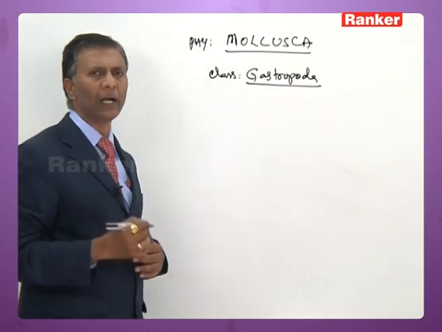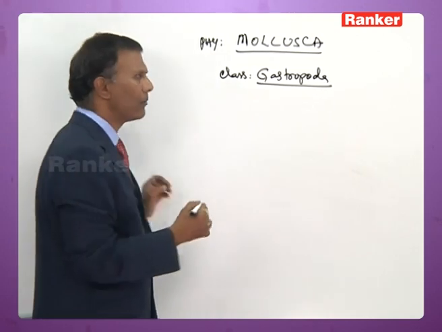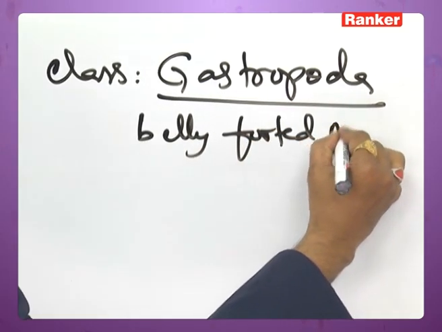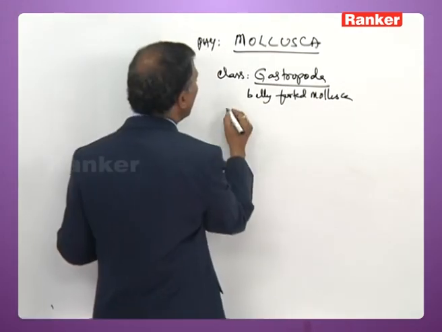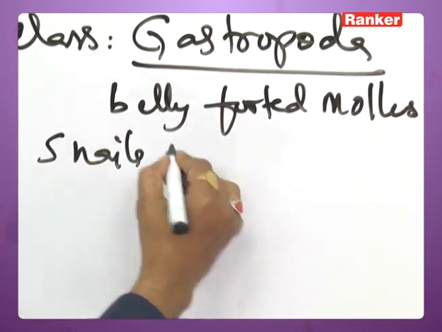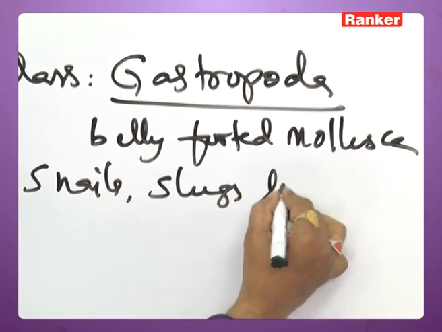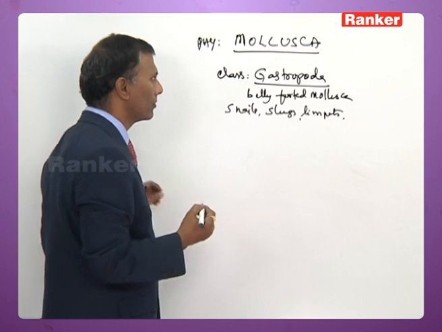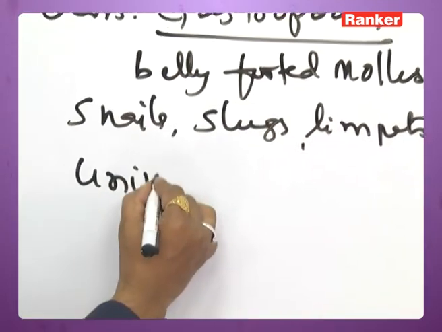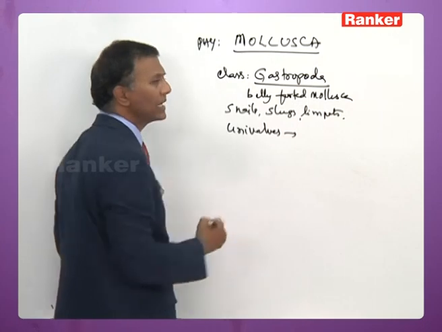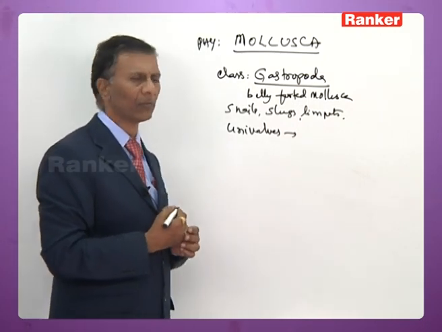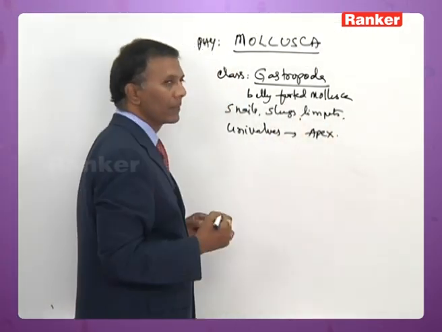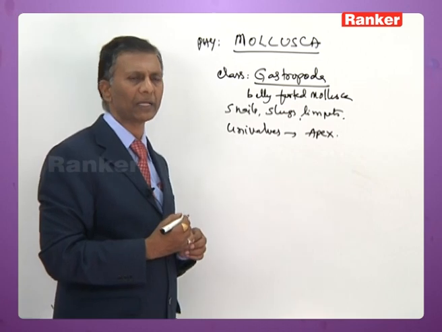Now Gastropoda is the largest class of phylum Mollusca. They are commonly called belly-footed molluscans. It includes snails, slugs and limpets. Gastropods are also called univalves because they have a single shell which is spirally twisted. The first formed part of the shell is called the apex.